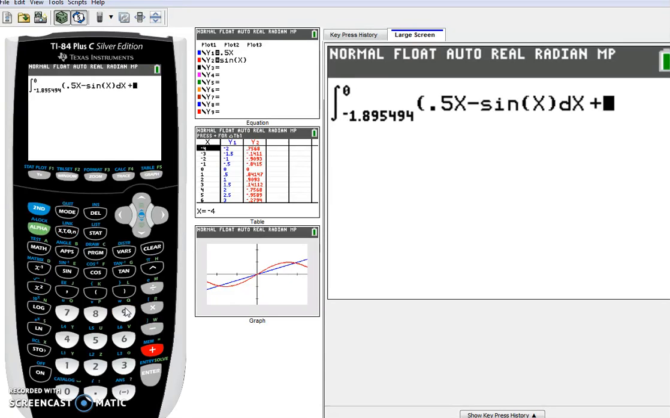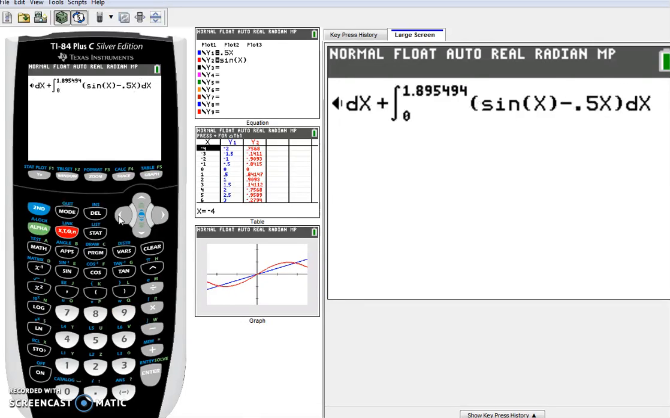Hit plus, then math 9 again, so we can add the second part, the second region. And this is the second part. Might look a little messy, but it's all there. It didn't fit in one screen, but it's all there. So here's the plus sign that's attaching the first integral to the second integral. Go ahead and hit enter so we can get the answer.